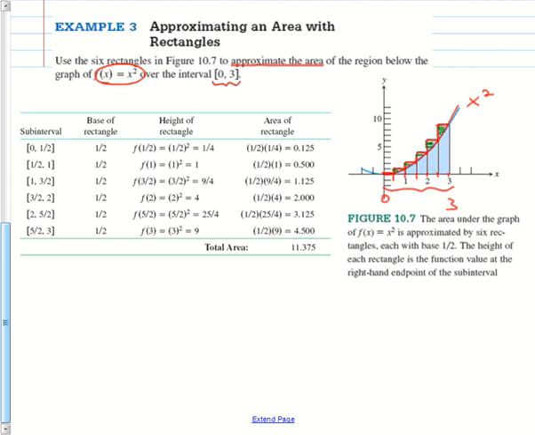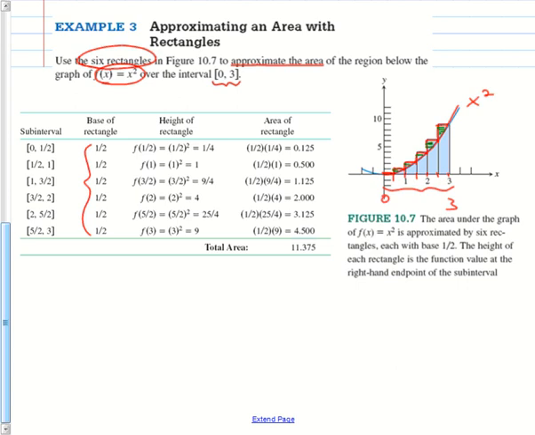We can see it. Well, I went 0 to 3 and I divided it into how many rectangles? 6. That's where it comes from. So there are 6 rectangles is what they are saying. So I get 1/2. So 0 to 1/2, 1/2 to 1. So I know the base of each of those rectangles is 1/2 wide.